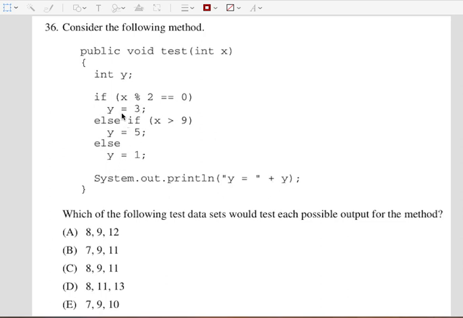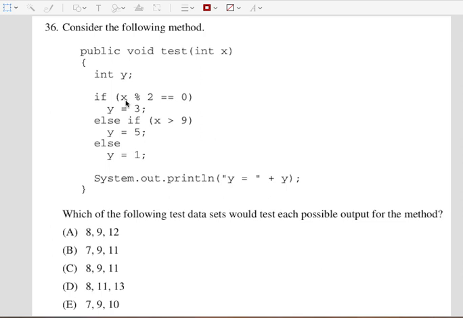We have a little cascading if here, so y could be 3, y could be 5, or y could be 1. So what they're saying is, if you were to test this to make sure it did the right thing in every possible situation, there's 3 possible situations. What could x be to make each part of the cascading if be true and therefore give y every possible value? In other words, when would you possibly print out y equals 3?